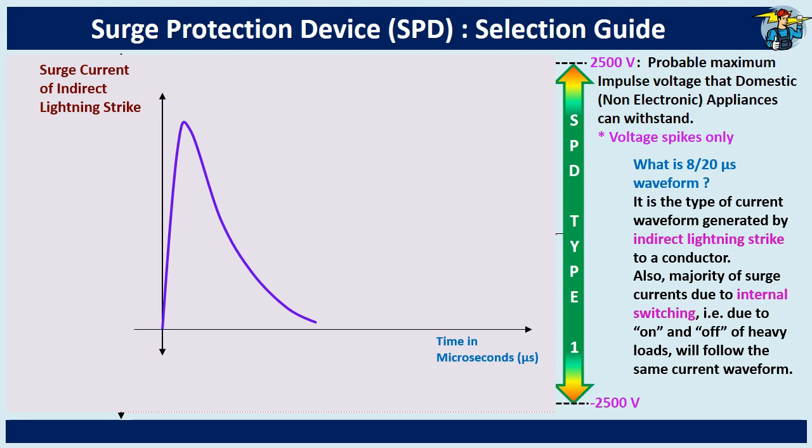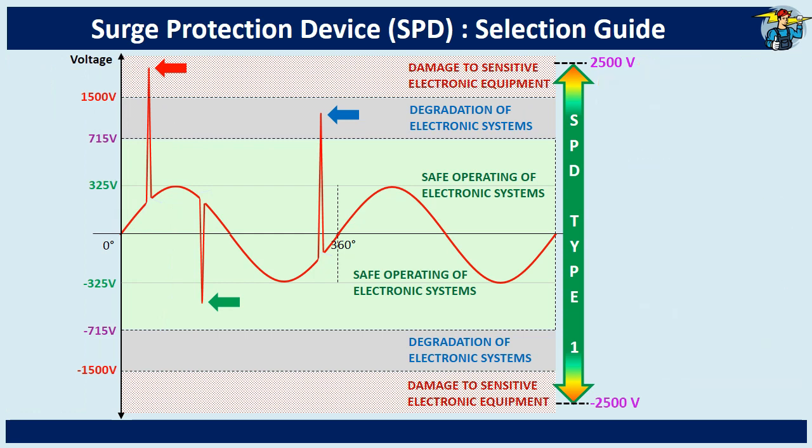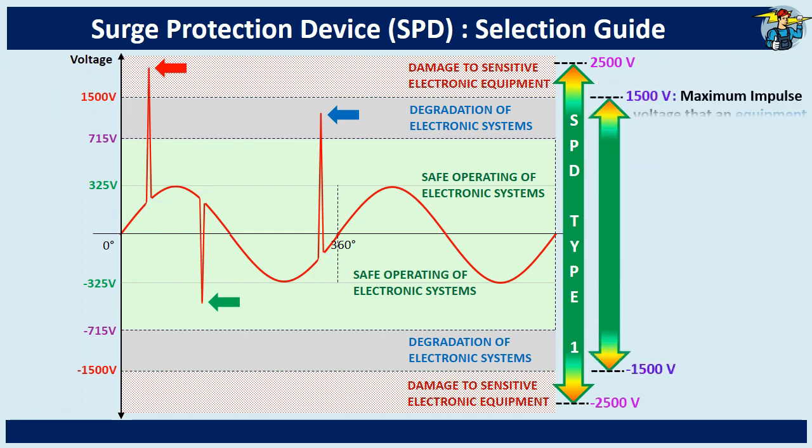Also, the majority of surge currents due to internal switching, that is due to on and off of heavy loads, will follow the same current waveform. Here, rapidly rising surge current reaches its maximum value of 100% within the first 8 microseconds. Then it takes a total of 20 microseconds to get back to half of that peak surge current. As mentioned earlier, 1500 volts is the maximum impulse voltage that equipment with electronic parts will withstand.